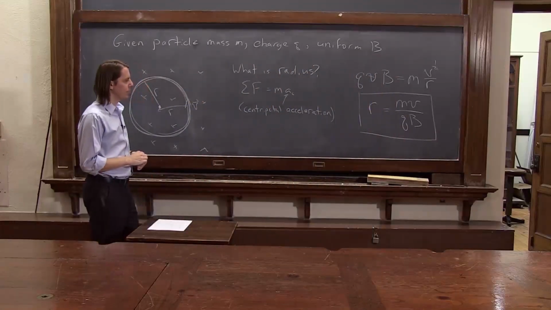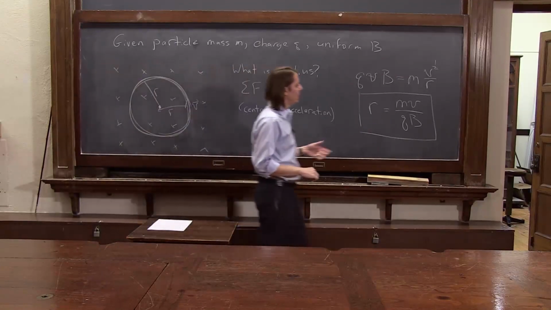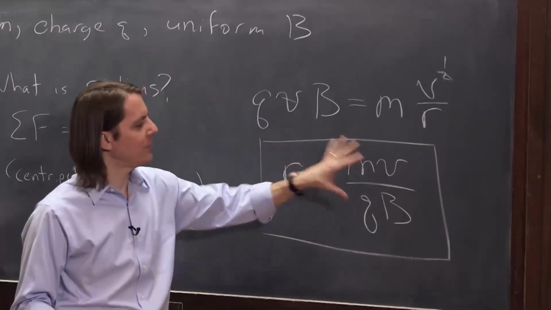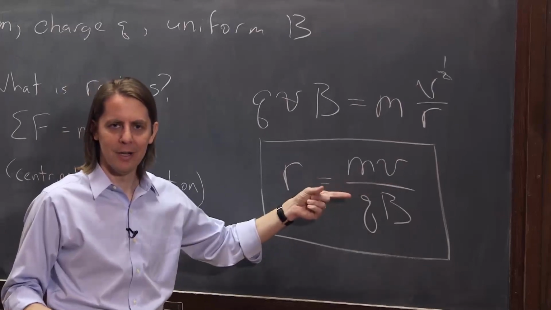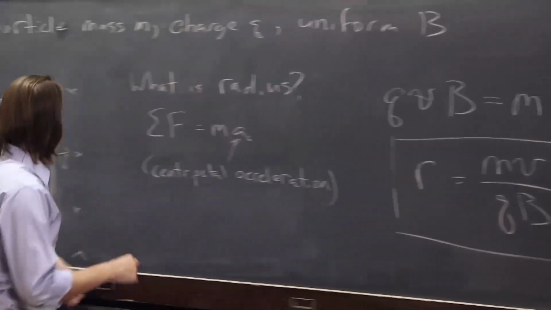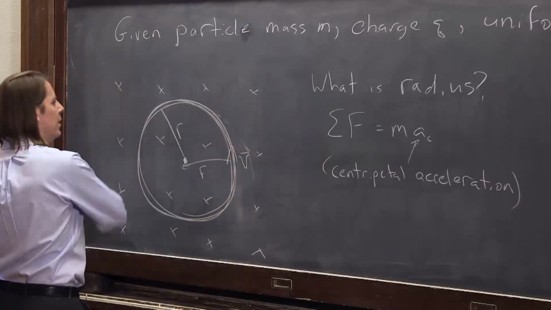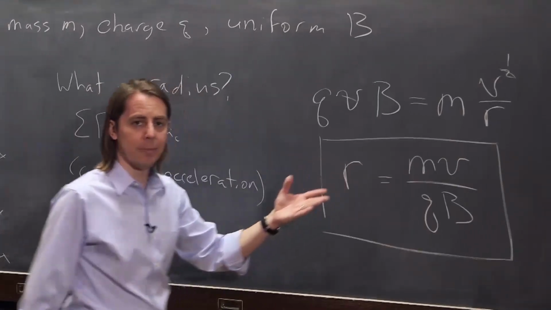The radius of the circle of a charged particle in a uniform field is mv over qB. It even rhymes, mv over qB. It kind of makes sense too if you look at it. This is the momentum of the particle, right? Mass times velocity. The more momentum it has, the harder it is for the field to get it to turn. So the bigger the momentum, the bigger the radius. That's why it's in the top.